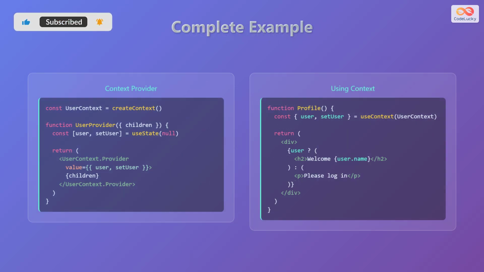Let's look at a complete example to consolidate what we've learned. On the left, we have the context provider. Here, we create a user context and a user provider component. The user provider manages the user state using the useState hook and provides it to the user context. On the right, we have using context. The Profile component consumes the user context using the useContext hook. It then displays a welcome message if a user is logged in, or a login prompt if not. This example demonstrates how to create and use context to manage user authentication state in a React application.